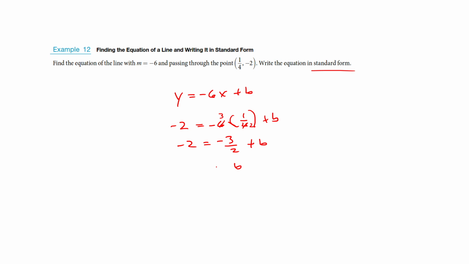Now solving for b, I'm adding 3/2 to both sides. If you think about this, 3/2 is 1.5. So I've got -2 and I'm adding 1.5, so I'd have -1/2. So I'm not done. I'm going to put this back into my equation for b. Now this is the slope-intercept form, and they asked for standard form. All I've got to do is get all my y's and x's on the same side, and I have this.